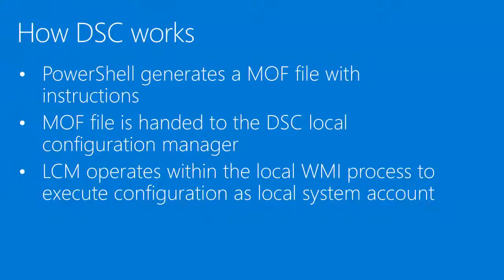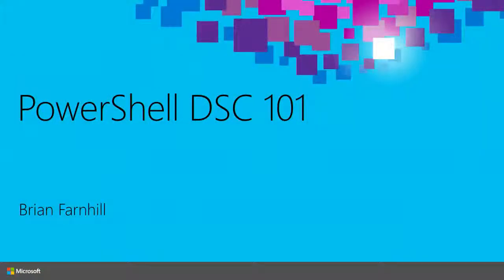So PowerShell 4 ships with the version of the LCM, the local configuration manager, that runs as part of WMI. And within that process, your MOF file will be interpreted and the local server will begin to configure it as you've told it to do so. PowerShell 5 does have a few changes to the local configuration manager. I'll talk to some of those throughout the demos. But what I want to get started with is just a really quick demonstration of some stuff that DSC can do, so you can get a feel for the concept before we talk about the SharePoint stuff specifically.